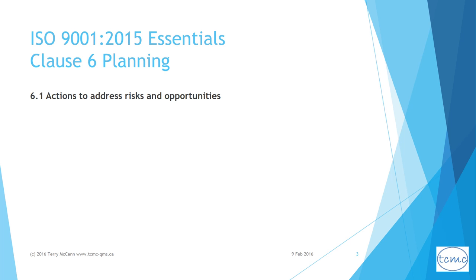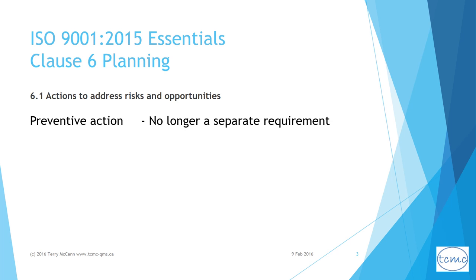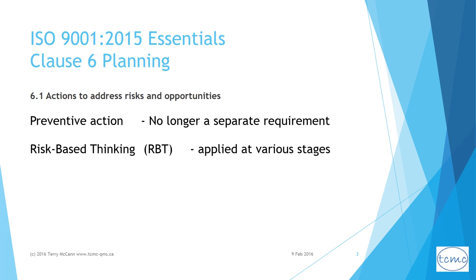6.1, actions to address risks and opportunities. It is a sad fact that many organizations only considered the risks associated with failure when there was, in fact, already a failure or product non-conformity of some kind, and they were engaged in corrective and preventive action. To counter this, the 2015 revision of the standard no longer has a requirement for a distinct preventive action process associated with corrective action, but rather calls for risk-based thinking, or RBT, to be applied at various stages in the planning, design, development, and release of products and services.